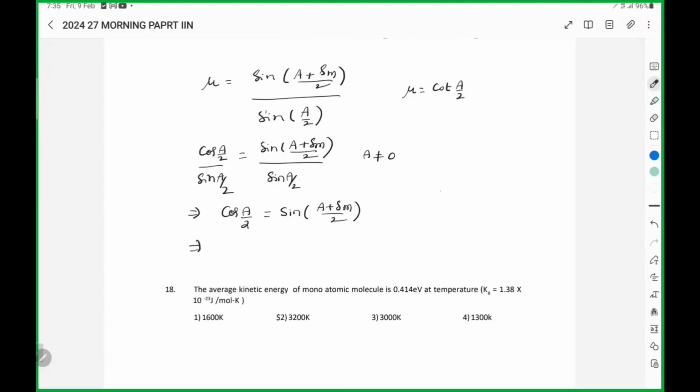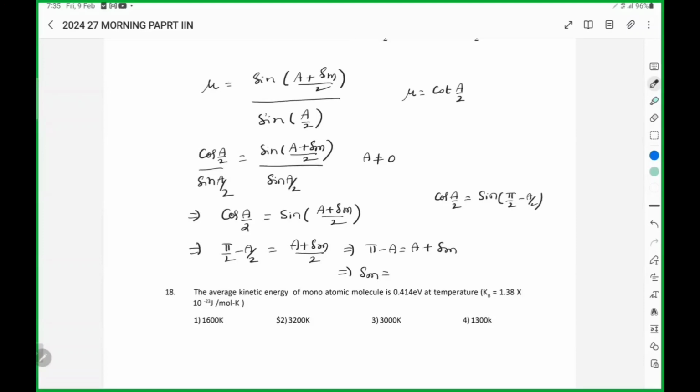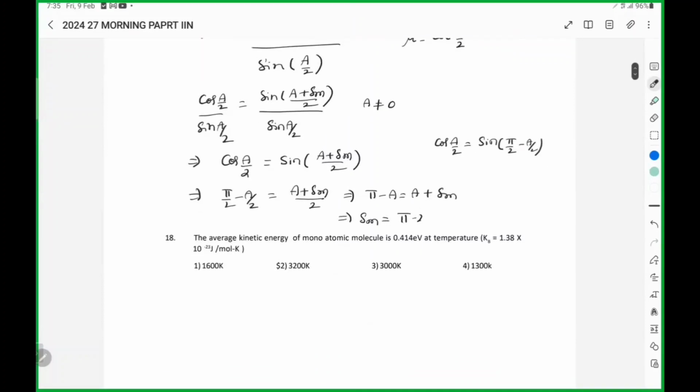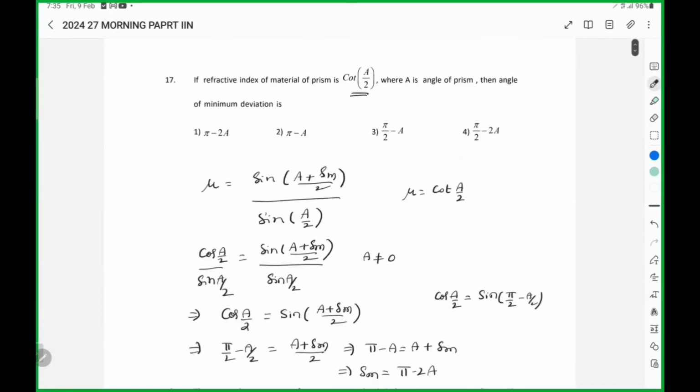So this cos A by 2, we can write as sine of (pi by 2 minus A by 2). So pi by 2 minus A by 2 is (A plus delta m) by 2. So pi minus A is A plus delta m. So here the angle of minimum deviation is pi minus 2A.